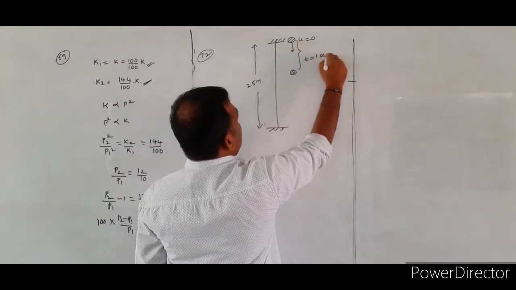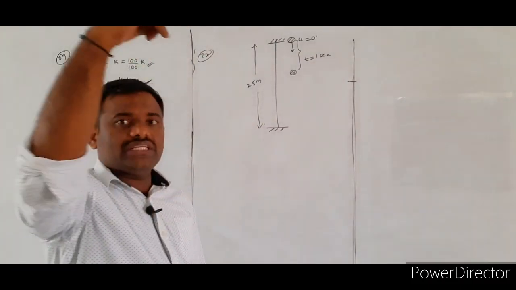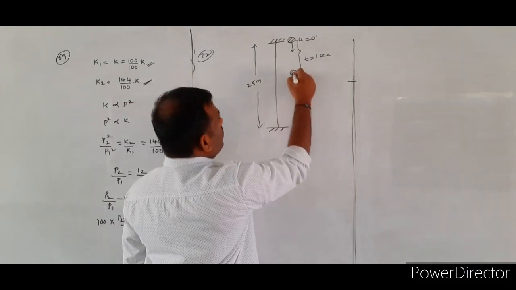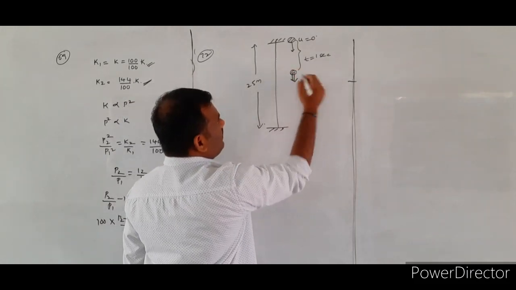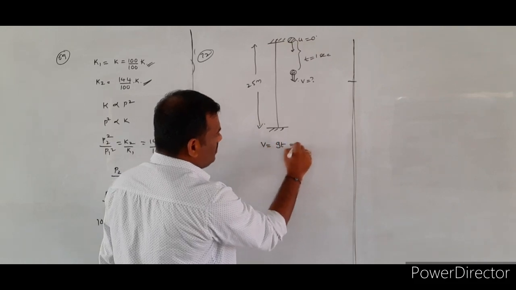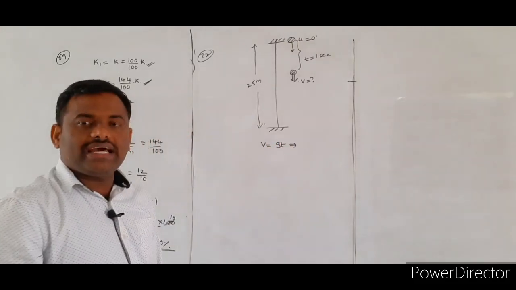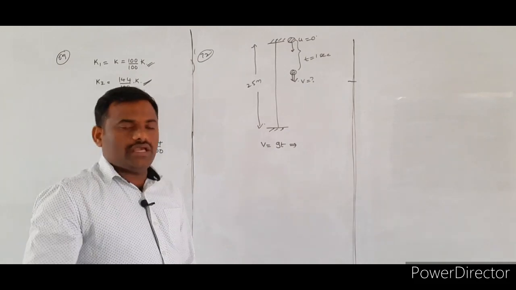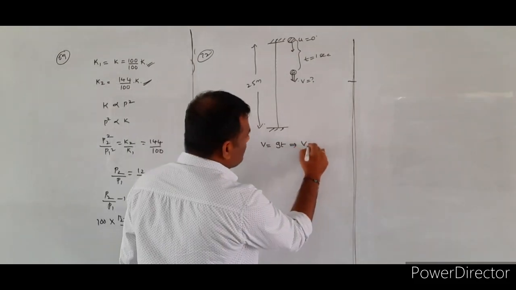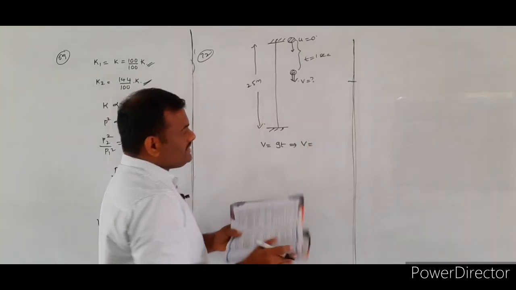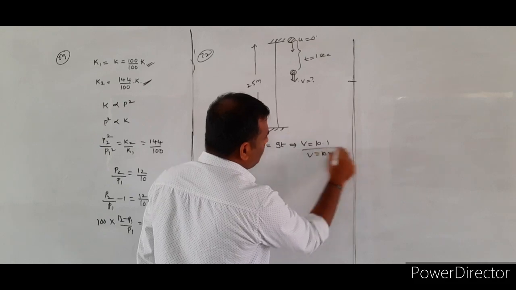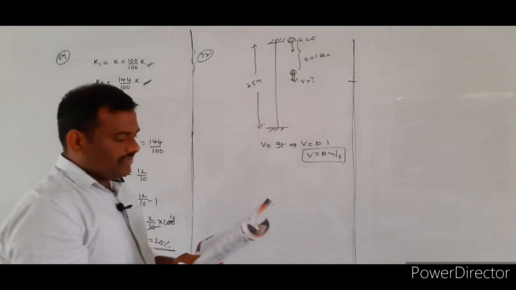Then the kinetic energy after 1 second is, suppose the object reaches from here to here in a time of t equal to 1 second. Whenever the object is dropped from the top, the object will be gaining velocity. So what is the velocity of the object in freely falling motion? v is equal to gt after t seconds, because initial velocity is equal to 0. The g value they mentioned as 10. Therefore, after 1 second the velocity will be 10 into 1, which is equal to 10 meter per second.